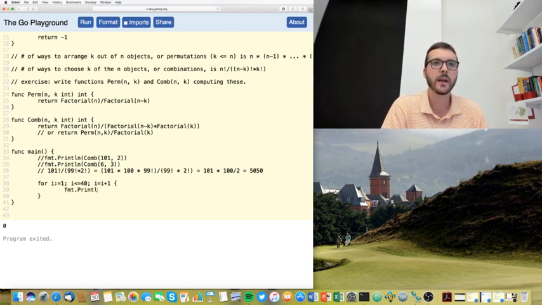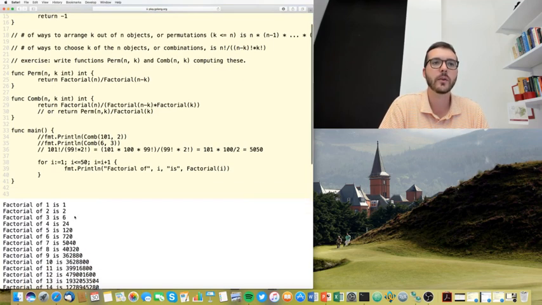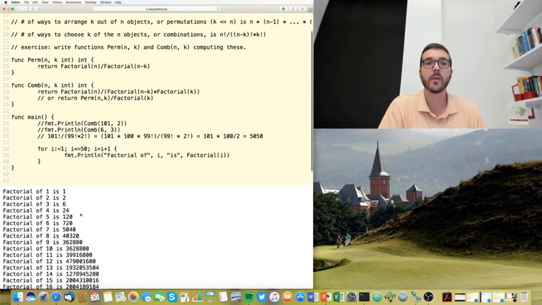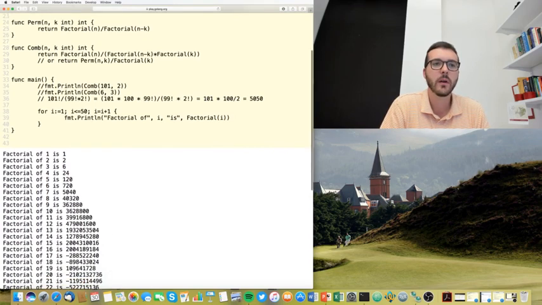But I'm just writing a simple for loop that's going to print, let's say, factorial of i is, and let's do factorial of i, and let's see what happens. Or let's go up to 50, for example, and let's just notice the pattern. So 1 factorial is 1, 2 factorial is 2, 3 factorial is 6, 6 times 4 is 24, 24 times 5 is 120.